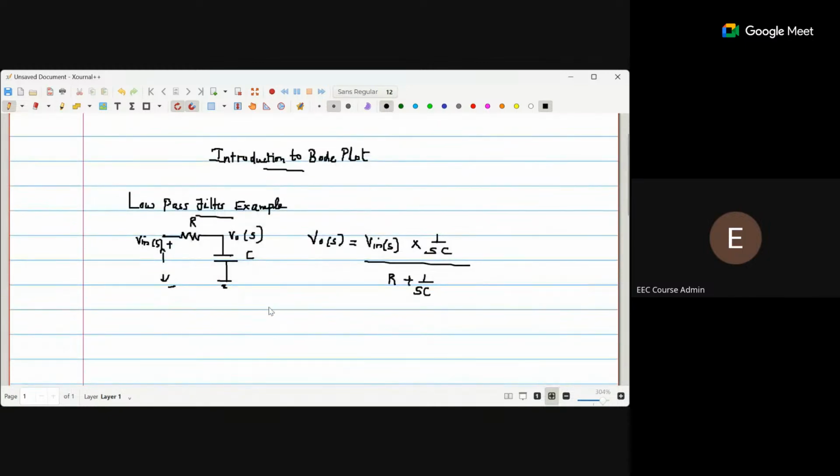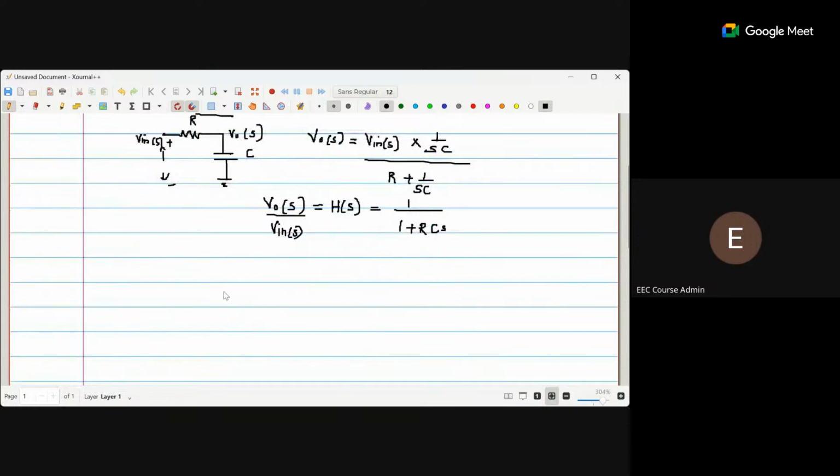This ratio V naught of S by V in of S, as we talked about in the last session, is nothing but the Laplace transform of the output to the Laplace transform of the input, which is our transfer function. So we can alternately refer to it as H of S, the transfer function of the system. That will be 1 by 1 plus RCS.